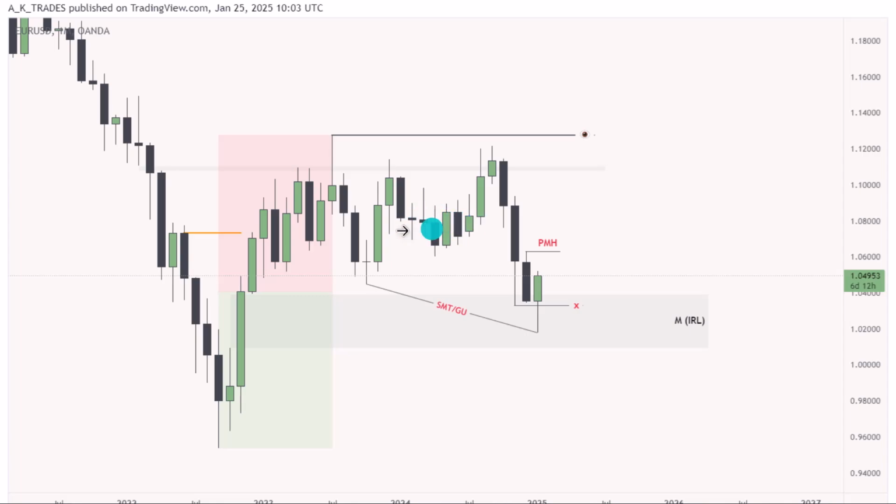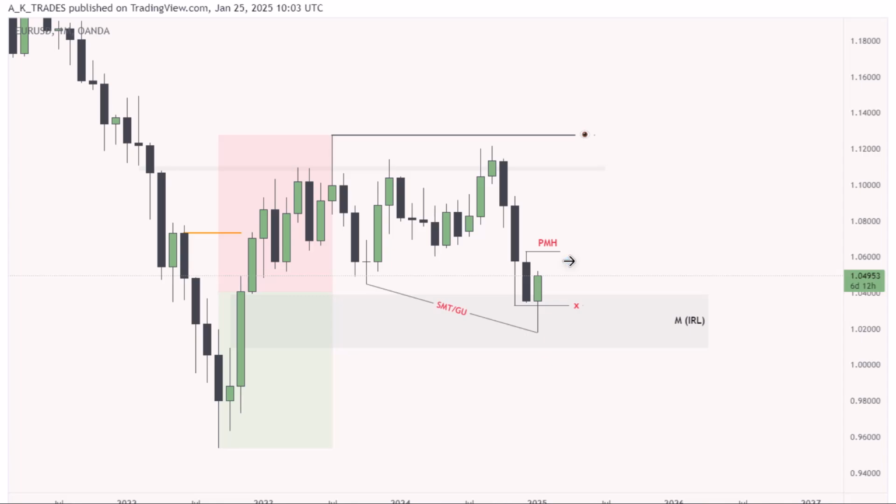Now, with this concept, you know that after accumulation and manipulation, we can anticipate distribution towards our monthly draw on liquidity. We can also see here that with candle range theory, the January candle has taken the lows of December and then November and then closed back within it. So we are expecting that price will further expand towards at least December highs and then November highs before our final draw on liquidity is reached.